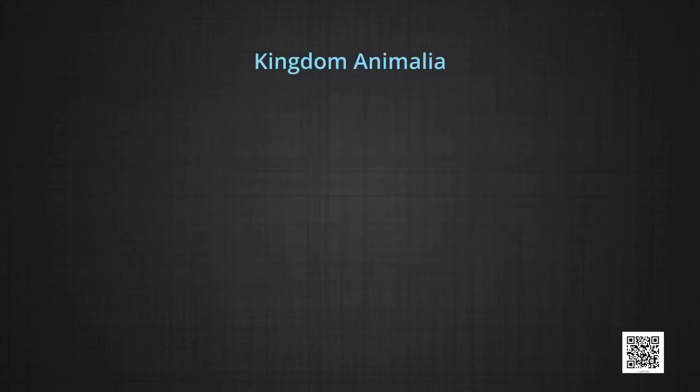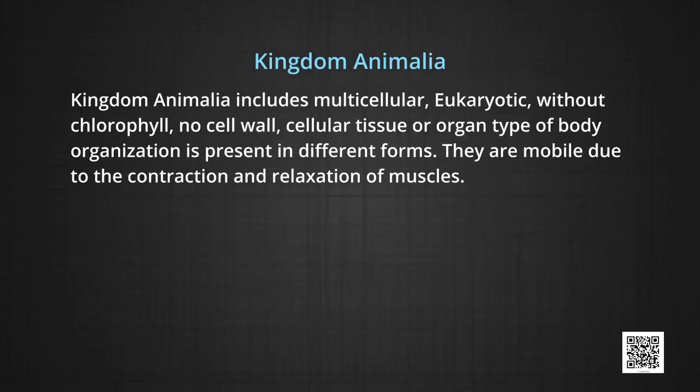Now, kingdom Animalia. Kingdom Animalia includes multicellular, eukaryotic organisms, without chlorophyll, no cell wall, and a cellular, tissue or organ type of body organization present in different forms. They are mobile due to the contraction and relaxation of the muscles. Organisms that live rooted to one spot are sessile and those that move around are motile. Even the most sessile animals can move at least part of their bodies. This movement is dependent on how animals obtain food.